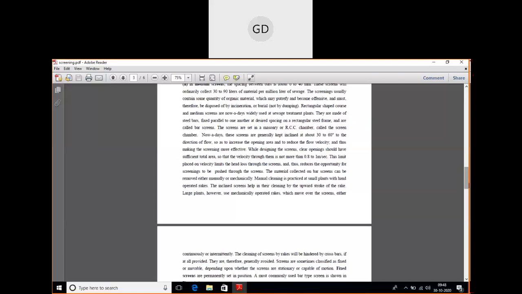They are used only for treating industrial wastewaters, or those municipal wastewaters which are associated with heavy amounts of industrial wastewaters. Okay, so this is all about your screens.